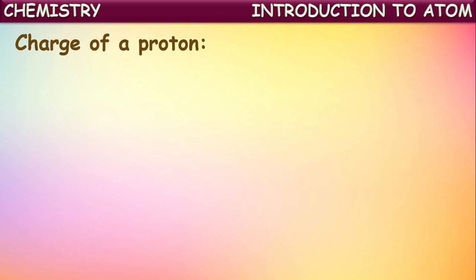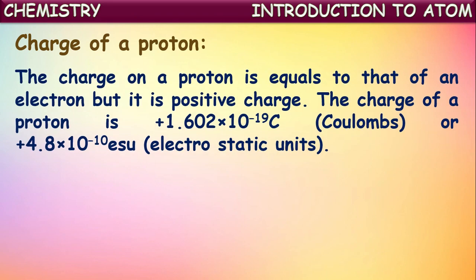Now the charge of proton. Proton here represents the smallest particle of these anode rays, that is the H plus ion. The charge on a proton is equal to that of an electron, but it is the opposite charge, that is, the positive charge. We know the charge of an electron is negative, whereas the charge of a proton is positive. The charge of a proton is equal to 1.602 into 10 to the power of minus 19 coulombs, which is quantitatively equal to the charge of an electron. But for the proton it is a positive charge. We know for the electron it is a negative charge.